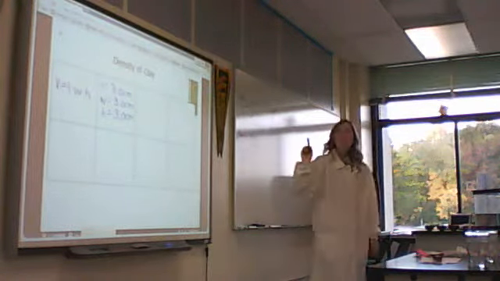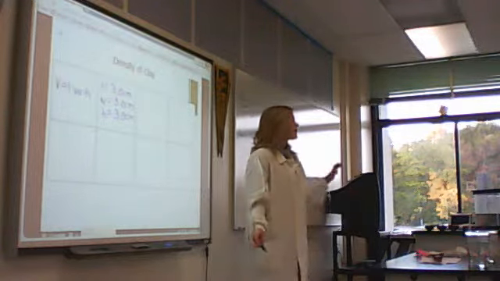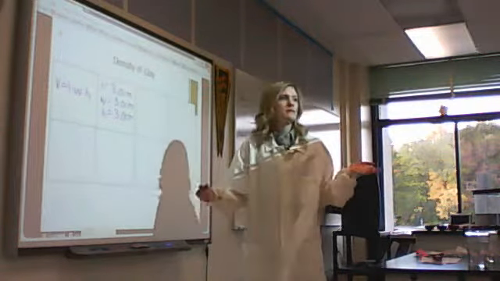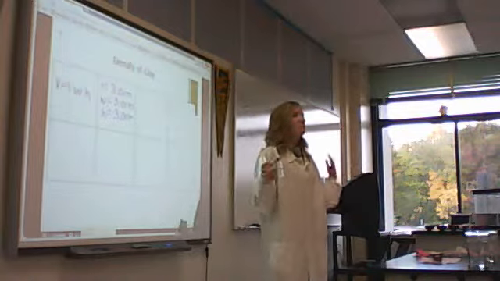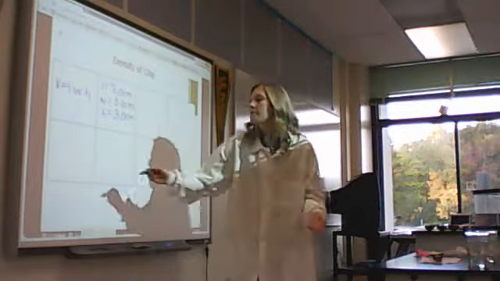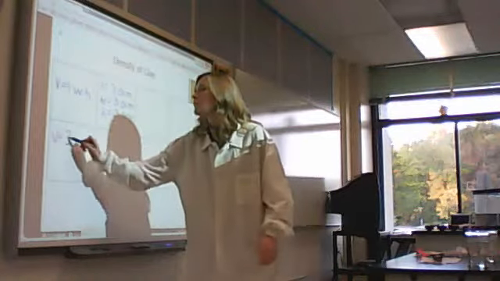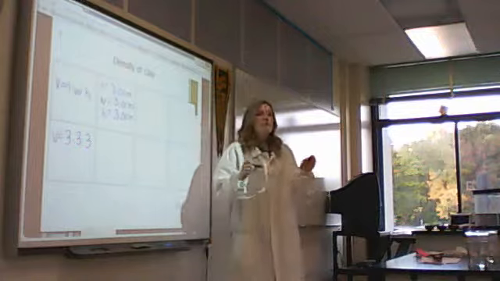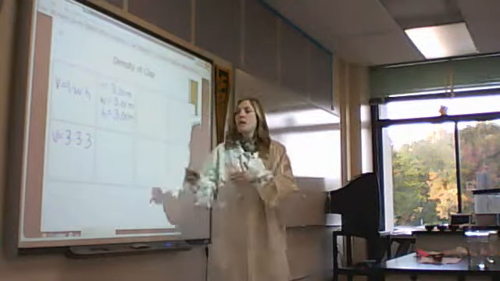So I got volume equals length times width times height. The length, the width, and the height are each 3 centimeters because this is a perfect cube. So how would I find the volume if I know my dimensions and I have the formula? Yep. Now remember, 3 times 3 times 3 is not the same as 3 times 3. 3 times 3 gives you 9, but 3 times 3 times 3 will give you a different answer.